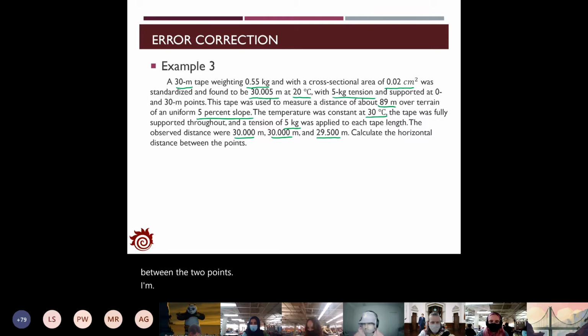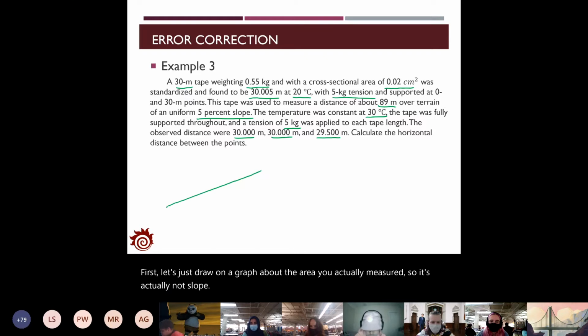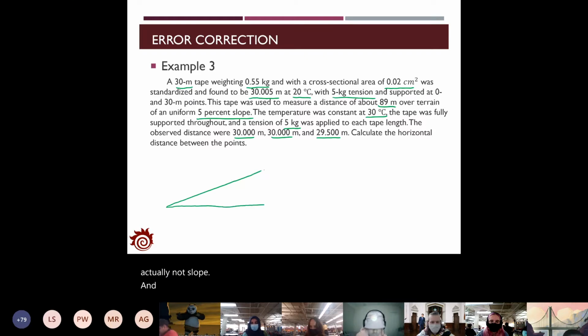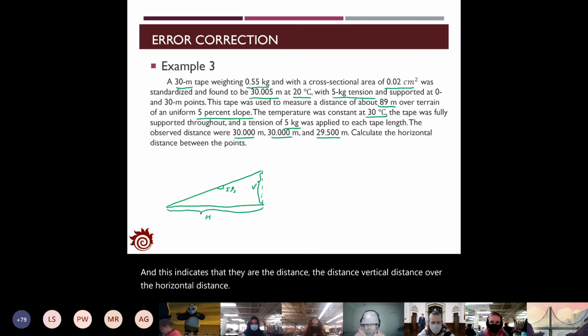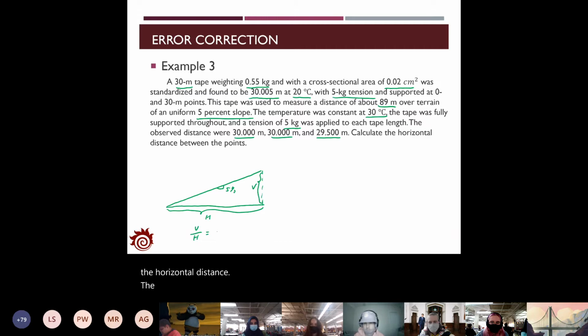So to do that, first let's just draw a graph about the area you actually measured. So it's actually in the slope, and the slope is 5%, and this indicates that the vertical distance over the horizontal distance will be 5%. So that's the definition about the percentage for the slope.